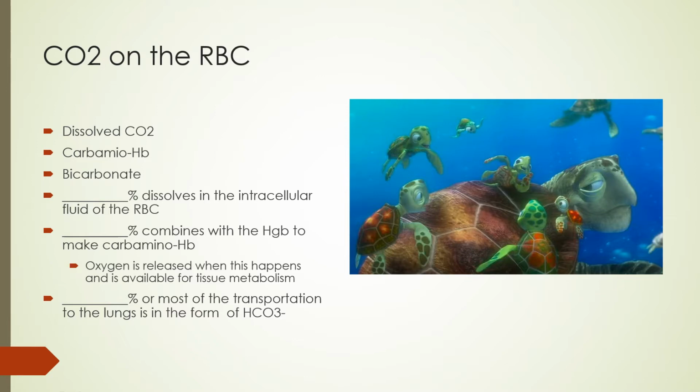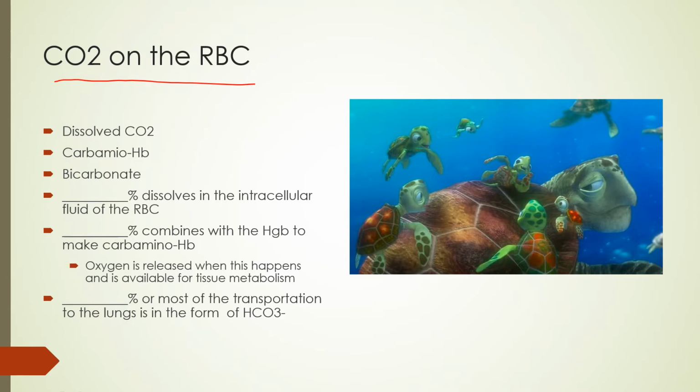So let's talk about CO2 on the red blood cell. So we know that 11% of the CO2 gets transferred in the plasma, right? Carbamino bound, and also dissolved in the plasma as well. So 1%, 5%, 5%. So when we're looking at CO2 on the red blood cell, we're going to have a lot more percentage of the CO2 that gets transferred here.